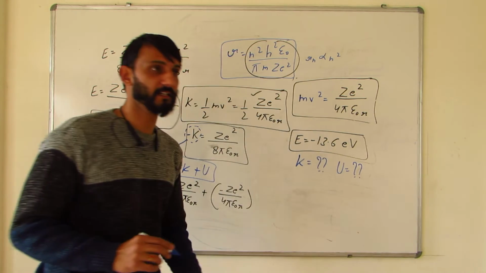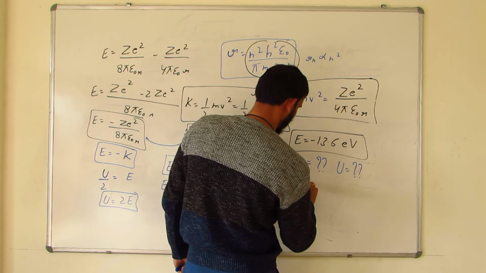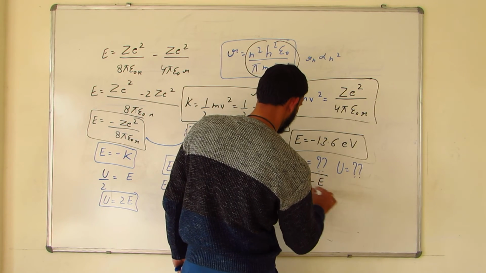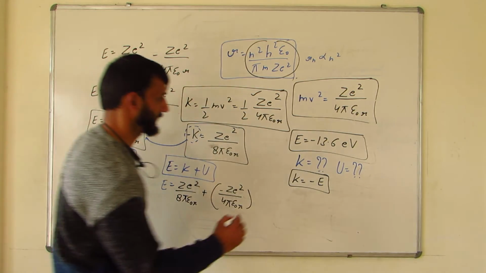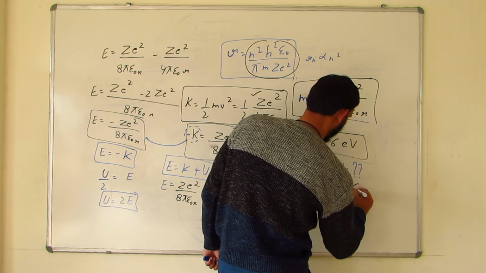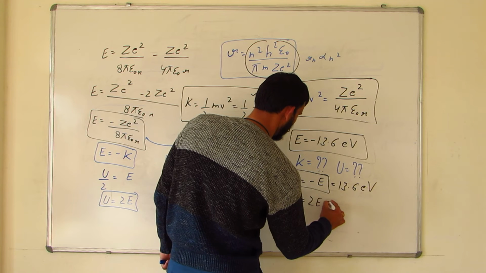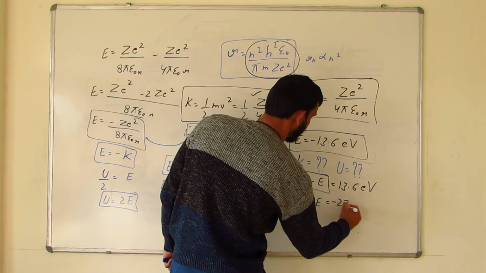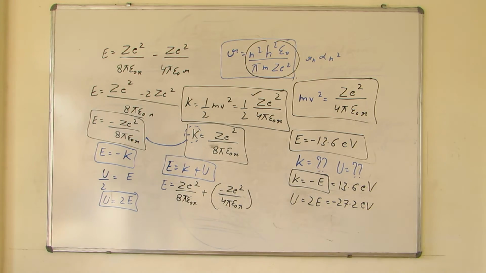They will give the total energy and they will ask you to calculate kinetic energy and potential energy. Now try to do it yourself. So kinetic energy will be minus E, using this. So kinetic energy will be 13.6 eV. And potential energy will be 2E, multiplied by 2, it will be 27.2 eV. So this is how you have to do these kind of questions.